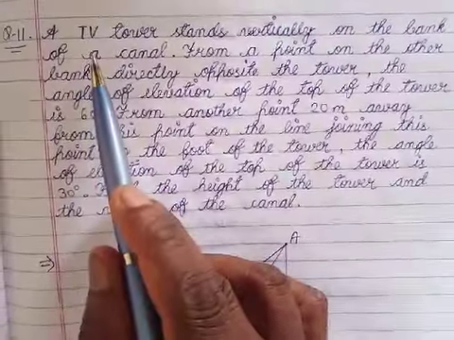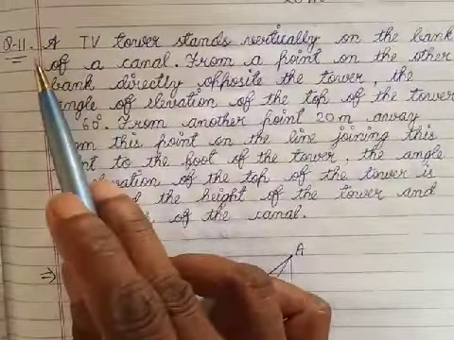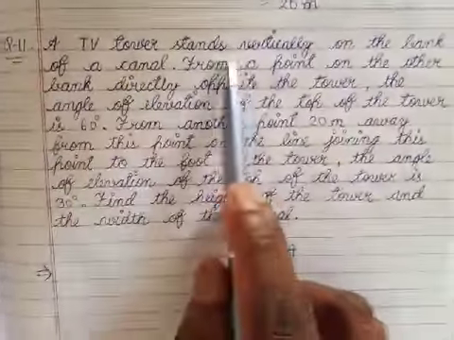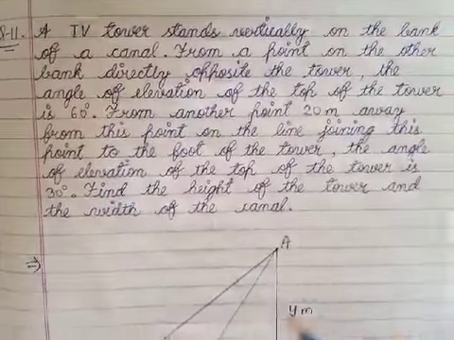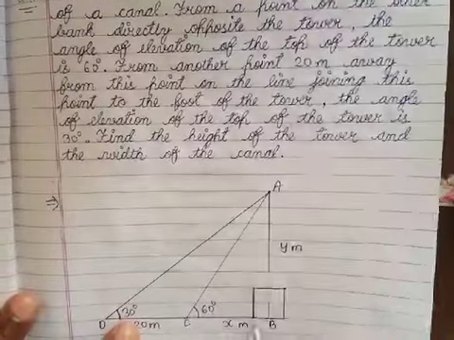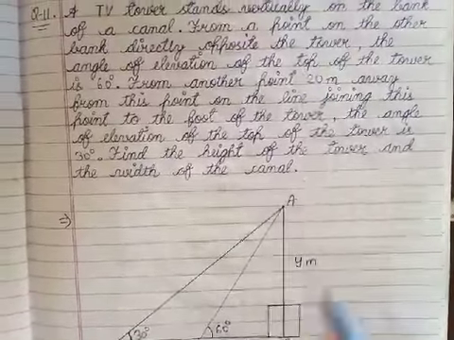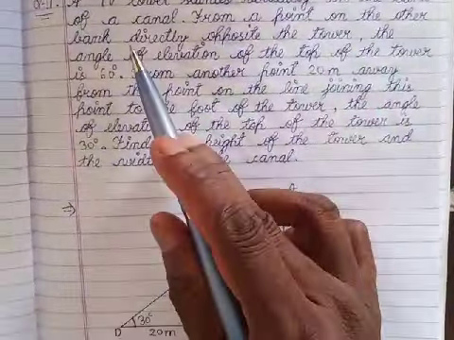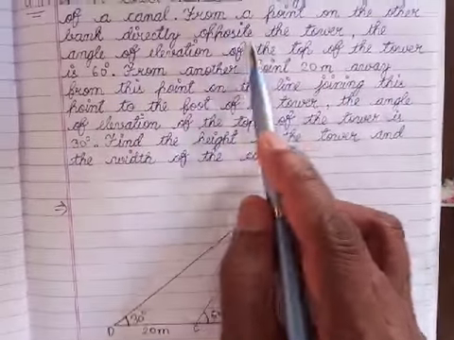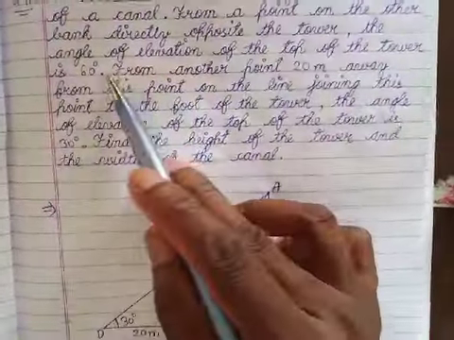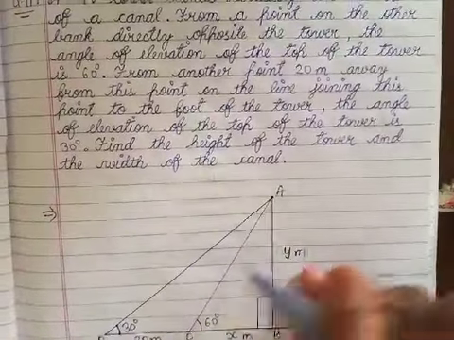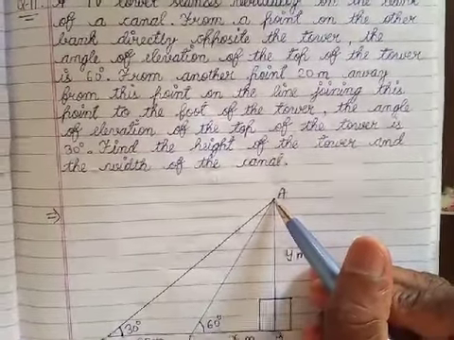Children, let's start with question number 11. A TV tower stands vertically on the bank of a canal. So TV tower AB, and BC is the bank of the canal. From a point on the other bank directly opposite to the tower, the angle of elevation of the top of the tower is 60 degrees. So from point C, the angle of elevation is 60 degrees.